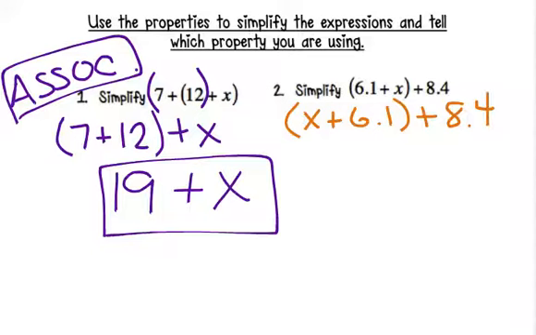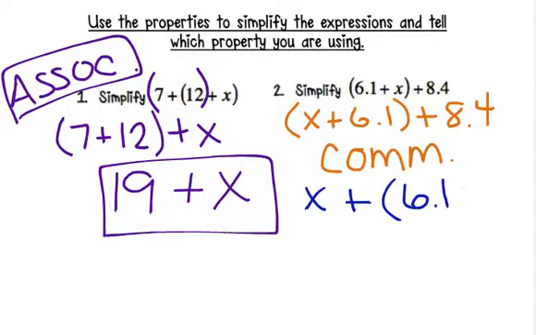So what property would that be if the order is changed? If you're thinking commutative, that's right. So write commutative under there. All right, then we are going to move the parentheses, because that still didn't help us do any simplifying. We weren't able to make that expression smaller. So now just leave your x out here, plus, and then let's put the parentheses around 6.1 plus 8.4, because those are two numbers we can add together.